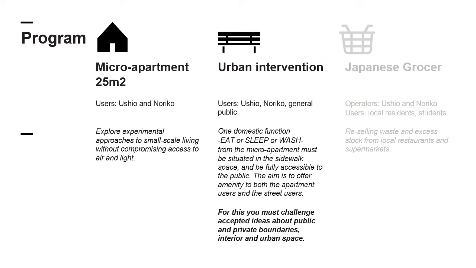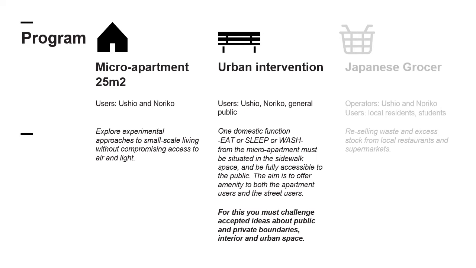So let's talk about these parts of the program. The first, the micro apartment. You'll be designing the micro apartment for your clients who are also the end users, Ushio and Noriko. And the goal here is to really explore experimental approaches to small scale living, keeping in mind that you shouldn't be compromising the quality of space. And so one aspect to consider is that we need to continue having access to both air and to light. And there are multiple ways that you can do that.